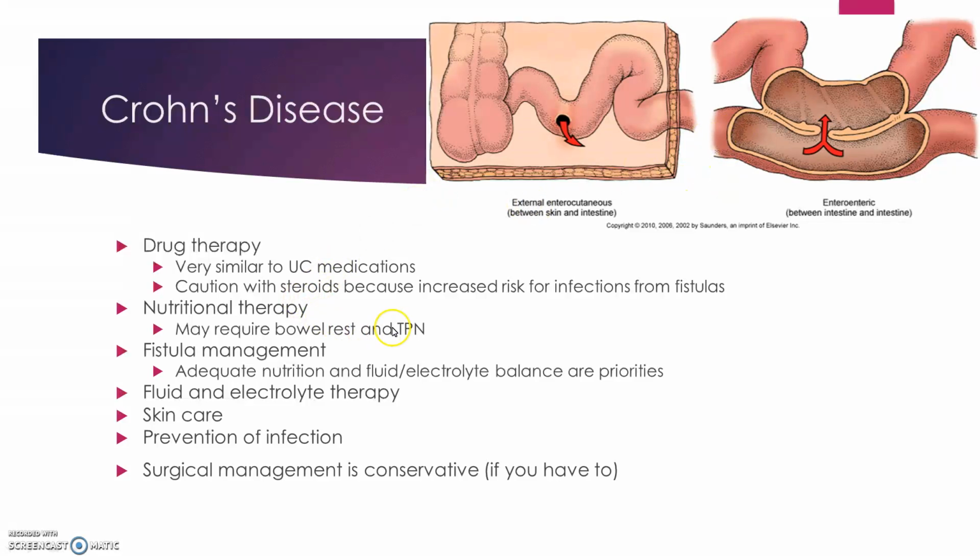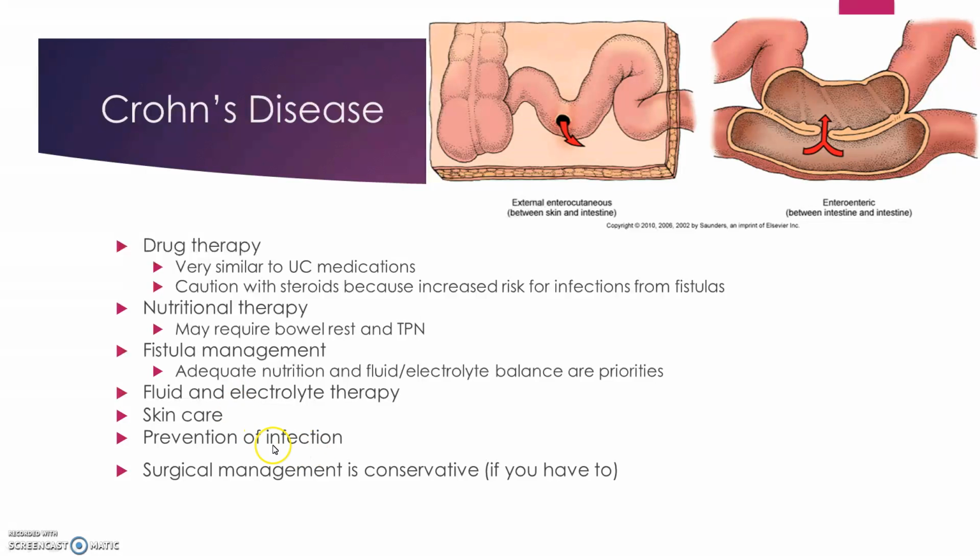Nutritional therapy, once again, is going to be important. TPN might be a mainstay for this. Fistula management, generally speaking, if you can calm the body down, the fistulas will repair themselves and do not require surgical intervention. Fluid and electrolyte therapy, that's usually tied into your TPN. Skin care, once again, if they're having lots of bloody stools and frequent stooling, you've got to make sure you're taking care of that good peri area.